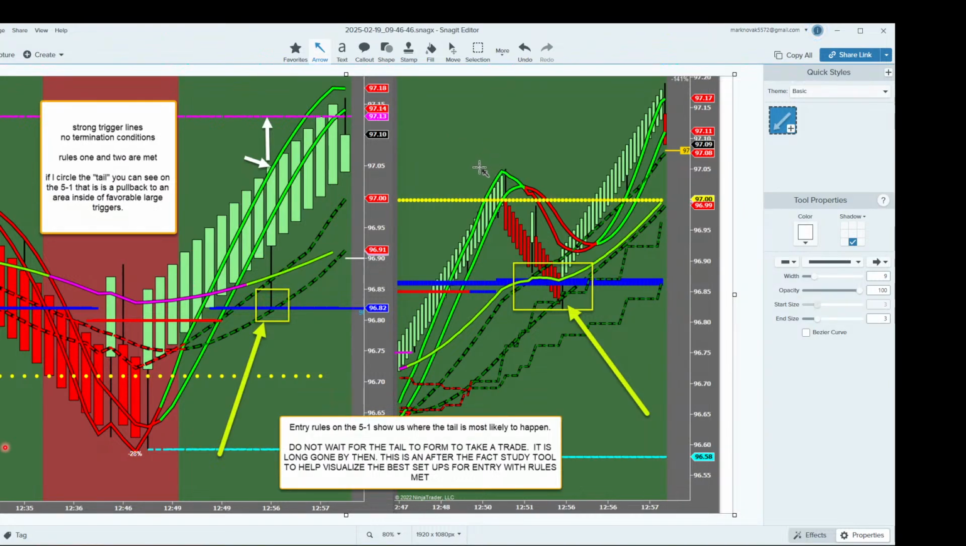Guys, we're not trading from the top of this bar. We're waiting for the reversal bar. We're defining where the retracement is most likely to occur, and we're entering just above Fibonacci support inside of favorable large triggers. Suddenly, there's a lot of room to get to that target. Suddenly, there's tons of room to get to that target.